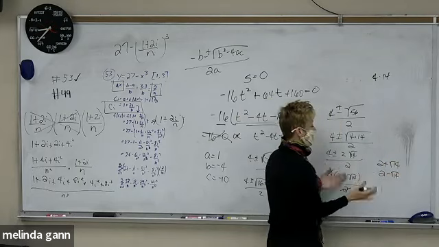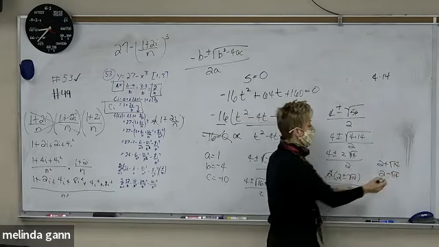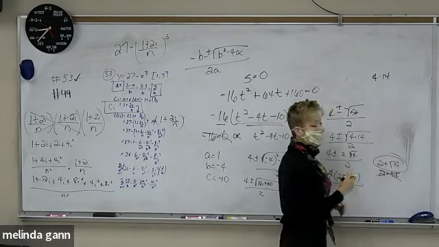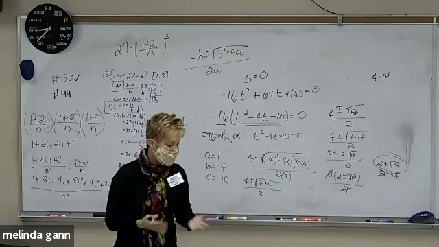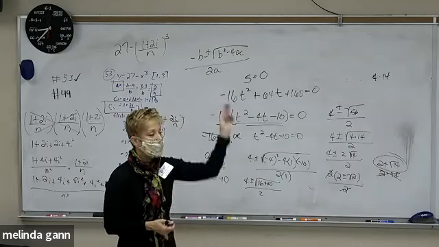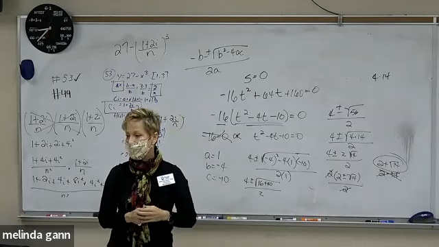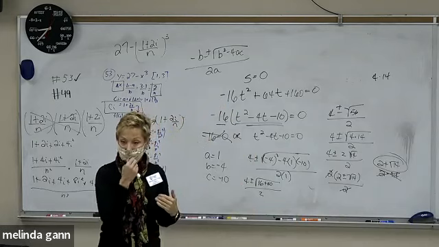Which one doesn't make any sense in this context? This one will give me a negative time, so there I got my seconds. And then it asks you what velocity it hit the ground, so I'm gonna take that number and plug it into my velocity formula. So if you need some help with those, come see me.